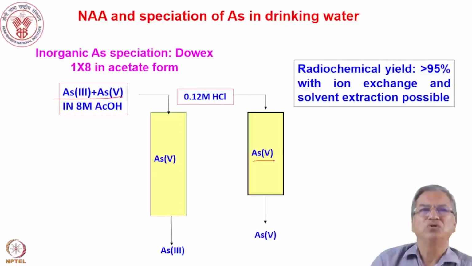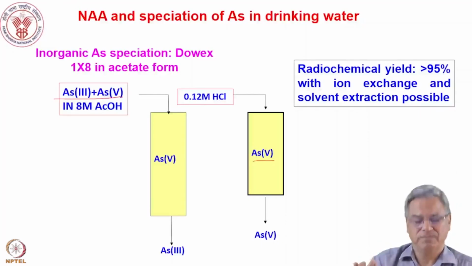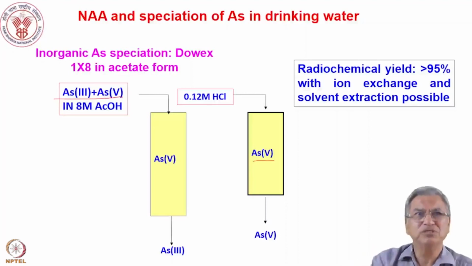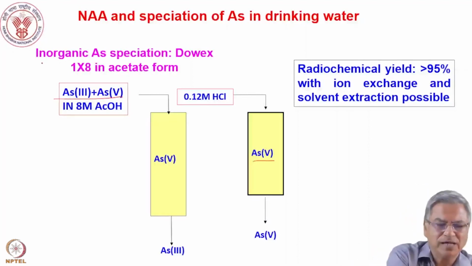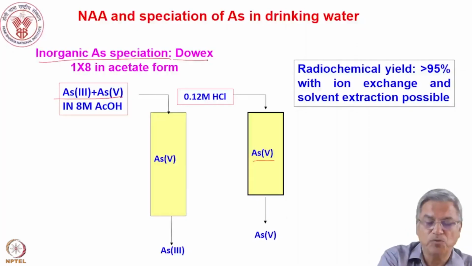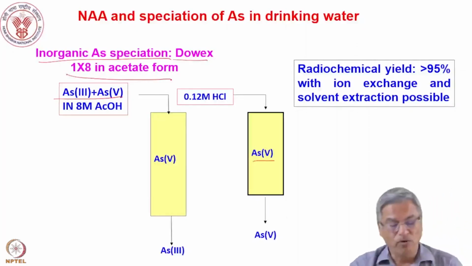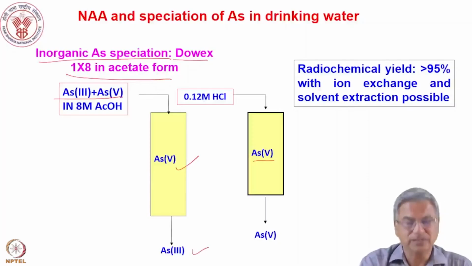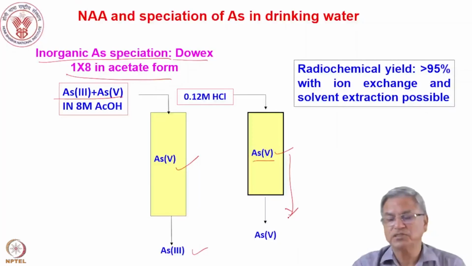And so people are doing speciation. That means you separate the elements depending upon their oxidation state. For inorganic arsenic, one can use an anion exchanger, Dowex 1x8 in acetate form. So the column will retain arsenic 5 and elute arsenic 3. And then the retained arsenic 5 can be eluted by some other eluent.